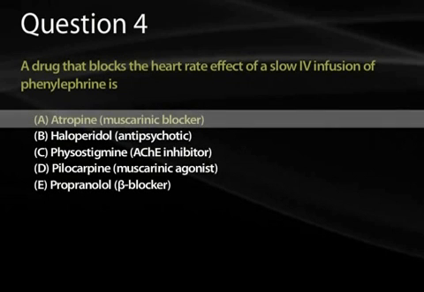The answer is atropine. We often give atropine to raise heart rate in a patient with bradycardia. Remember that the way phenylephrine will lower heart rate is through the vagus nerve, or cranial nerve 10. Atropine will block that.